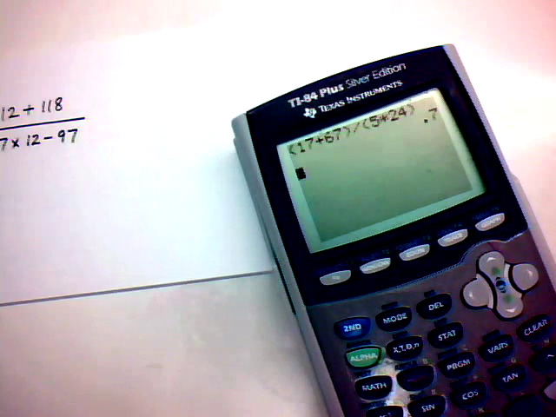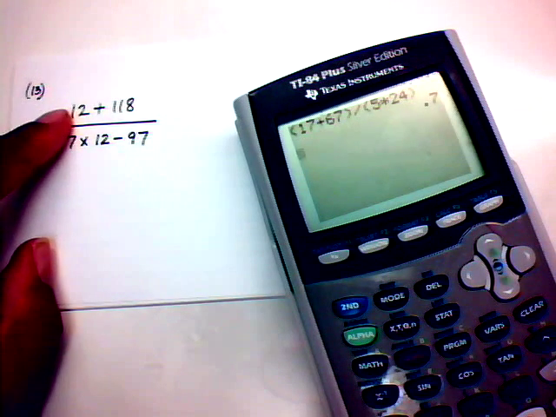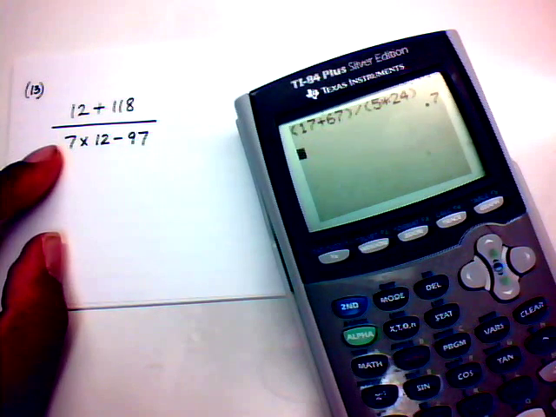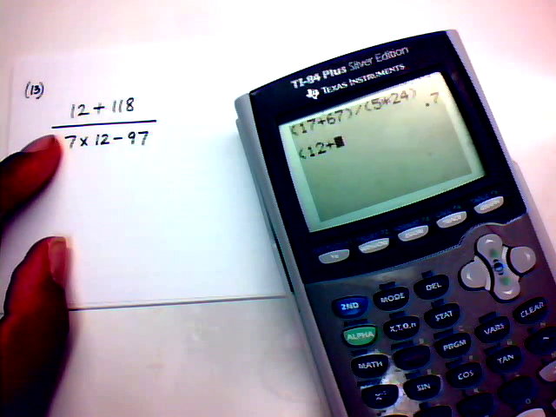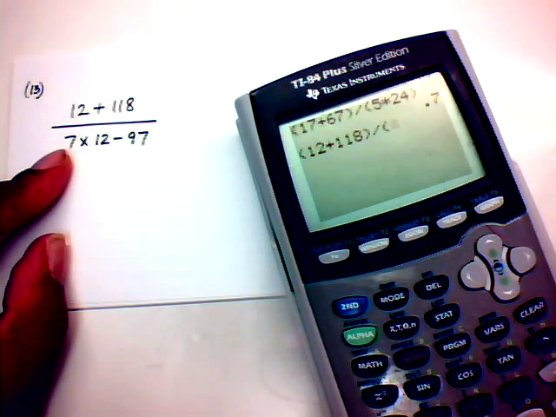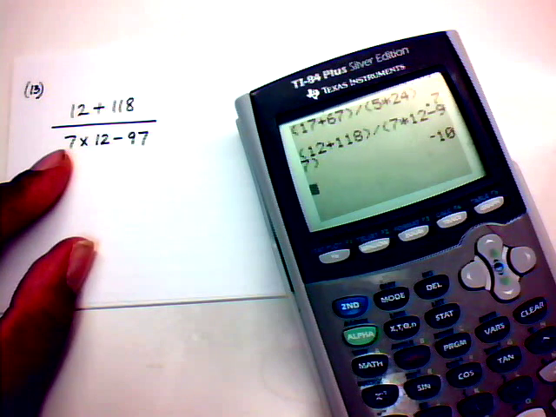All right, number 13 is another expression that we're going to put in the parentheses for the numerator and the denominator. So the numerator is left parentheses 12 plus 118, close parentheses, divided by, and in the denominator will be left parentheses 7 times 12 minus 97, and close the parentheses. And then hit enter, and then that final answer there will be simply negative 10.